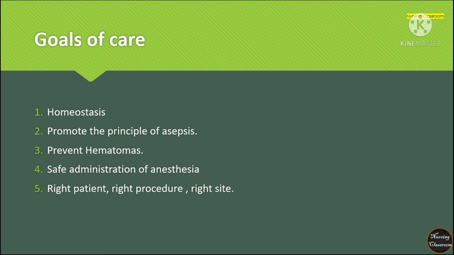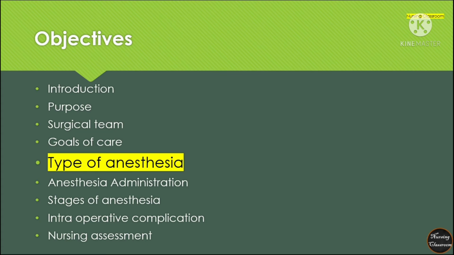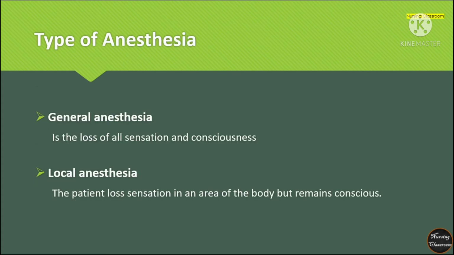Next topic, types of anesthesia. There are two types of anesthesia. Let's see one by one. First, general anesthesia. The patient will lose all sensation and consciousness. Second, local anesthesia. In this, the patient loses sensation in an area of the body but remains conscious.